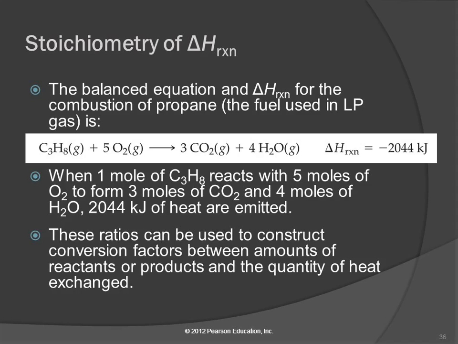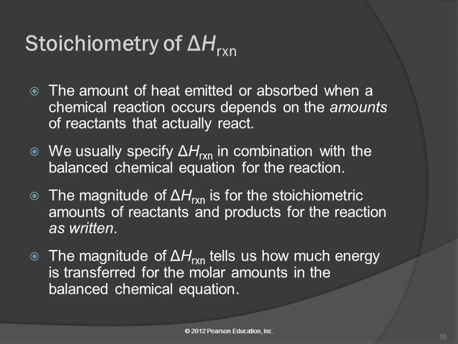So if we look at this one, this is a combustion of propane. So we've got this hydrocarbon, it's got carbon and hydrogen, reacting with oxygen, forming CO2 and water. Delta H of the reaction is minus 2,044 kilojoules. So the negative sign tells us this is exothermic, it's giving off heat. We're going to get 2,044 kilojoules for 1 mole of this. Those ratios can be used to make conversion factors.